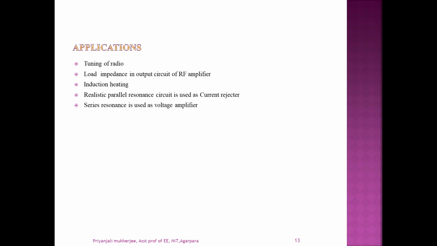Another use is as the load impedance or output circuit of an RF amplifier. And in an RF amplifier, due to high impedance, the gain of the amplifier is the maximum at the resonating frequency. And another is induction heating. Realistic parallel resonance can also be used as a current rejector. And series resonance is used for the voltage amplifier.